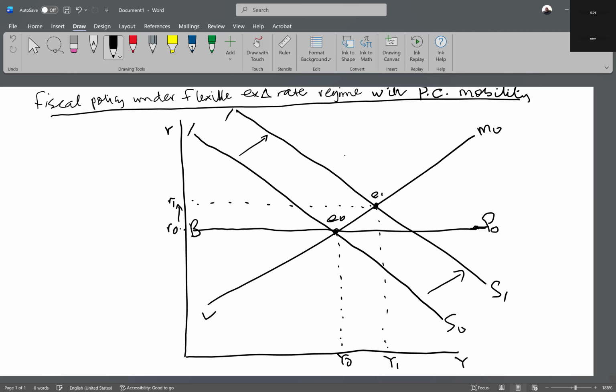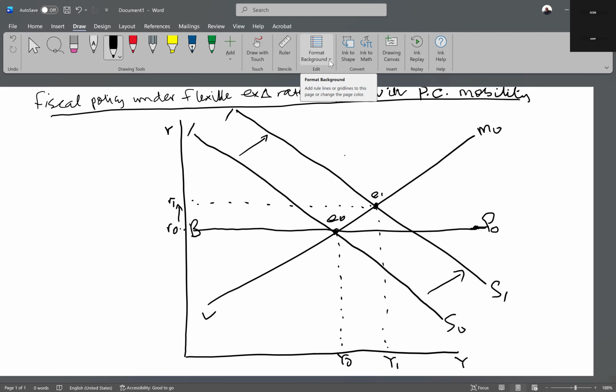At E1, what is it? It's balance of payment surplus, isn't it? Yes, Prof, it is. So we have balance of payment surplus. Now, since this is not a fixed exchange rate regime, government need not intervene. The central bank will not intervene.